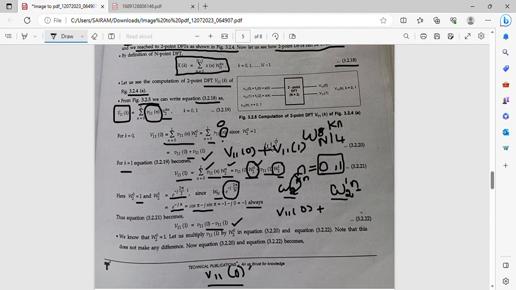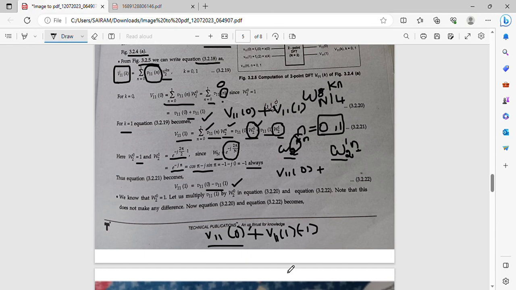And once again here it was plus v11 of 1, into omega 2 to the power of 1. My omega 2 to the power of 1 is minus 1. So if I multiply with minus 1, I am going to get this resultant as minus v11 of 1, right? I am going to get that resultant.